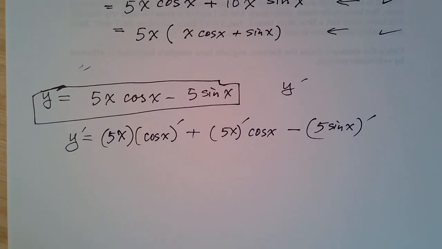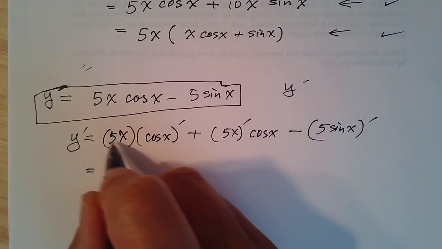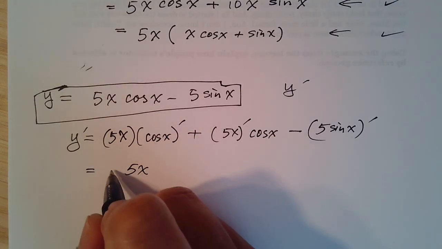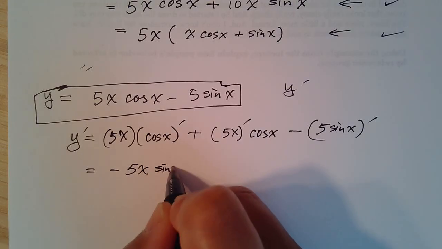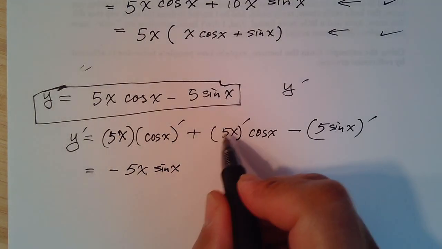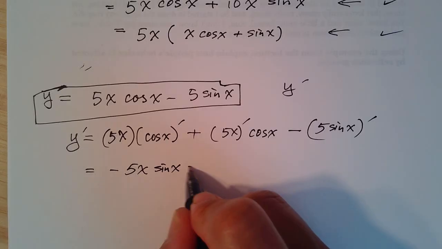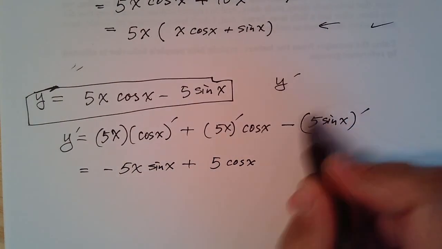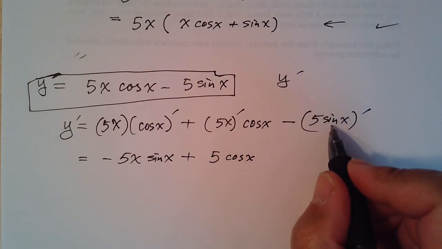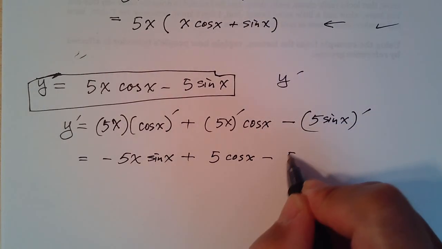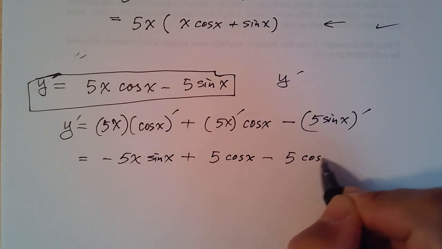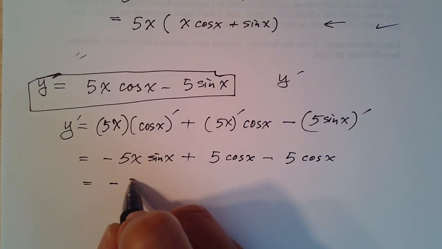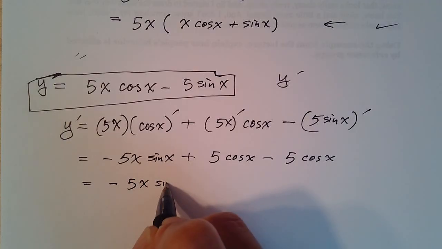Okay, now go ahead. So that will be 5x stays, but cosine prime is a negative sine x. And this 5x, if you take the derivative, you get a 5, so you get a 5 cosine x. And this one, the 5 stays, but the sine derivative is cosine, so you get a negative 5 cosine x. The good thing is you find there are two terms that cancel out. So you have a negative 5x sine x.